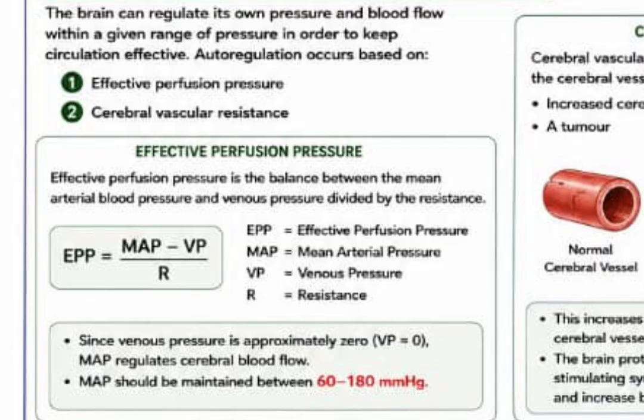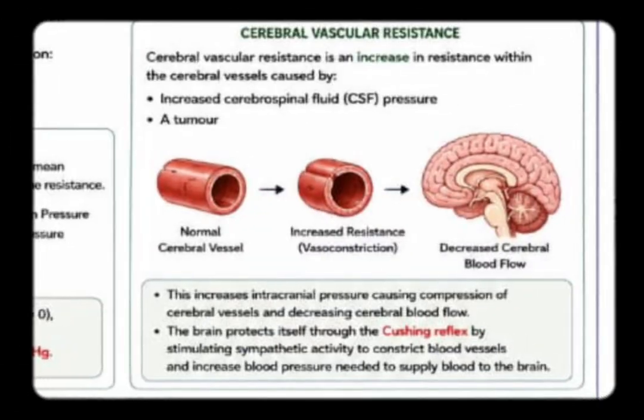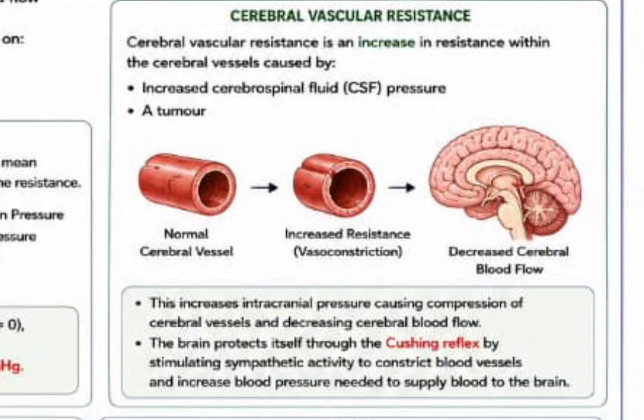In autoregulation, you can only autoregulate it between what? 60 to 180. Across this point, you cannot autoregulate it again. And it's usually dependent on the MAP. When you increase the MAP, you have increased the effective cerebral perfusion pressure. Are you getting that? But in gross conditions, when there is compression of the cerebral blood vessel, what happens? The brain saves itself by the Cushing reflex, by stimulating the vasomotor center to increase vasoconstriction of the blood vessel to supply it.